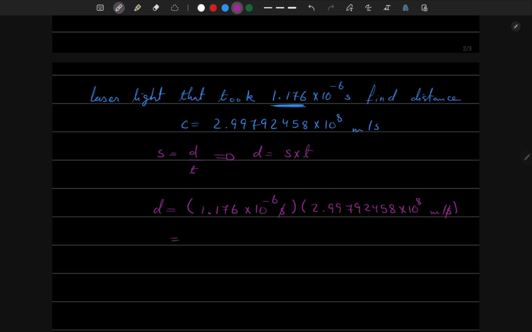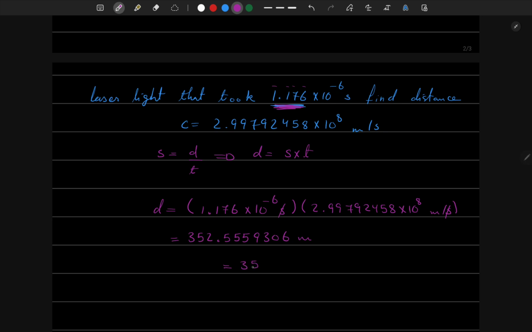When we put those numbers in the calculator, I'm going to get a huge number that is 352,555,936 meters. This is what I'm going to find in the calculator, but this is not going to be my final answer. My final answer should match the number of significant figures here. So I have 1, 2, 3, 4 significant figures, so my final answer should be 4 significant figures only.